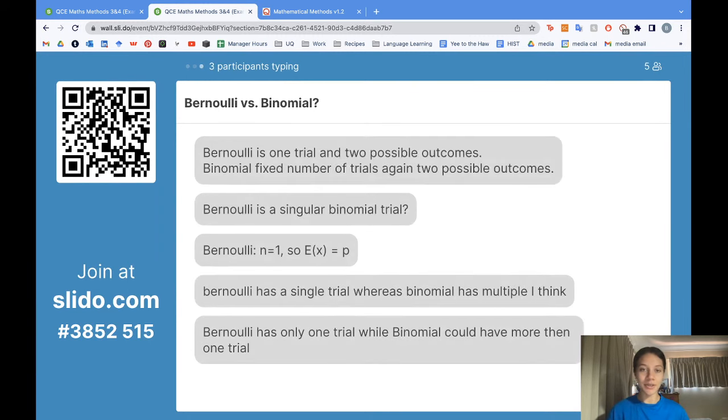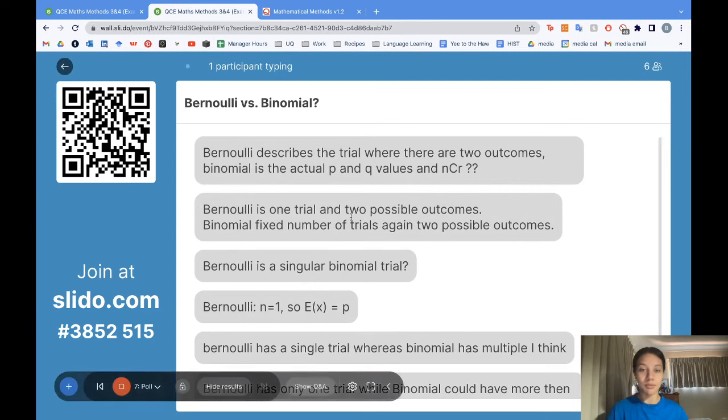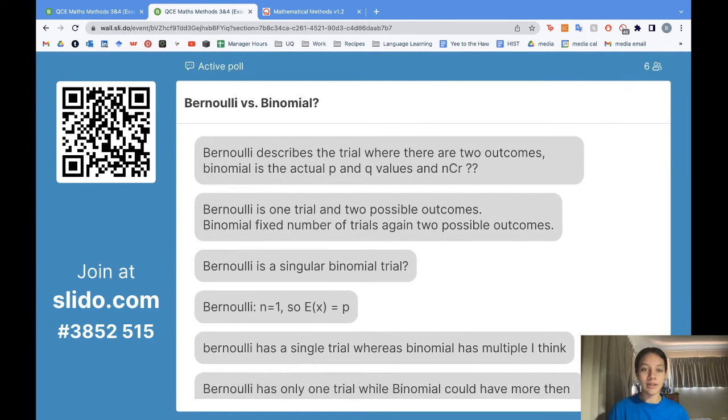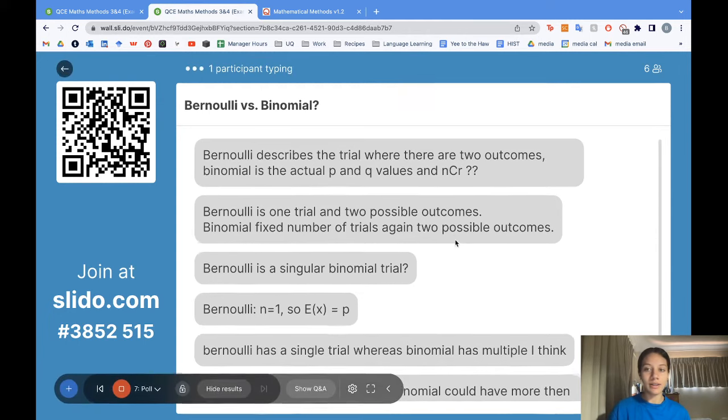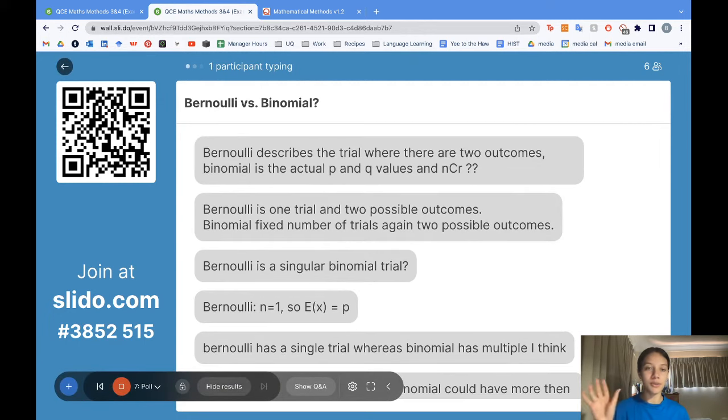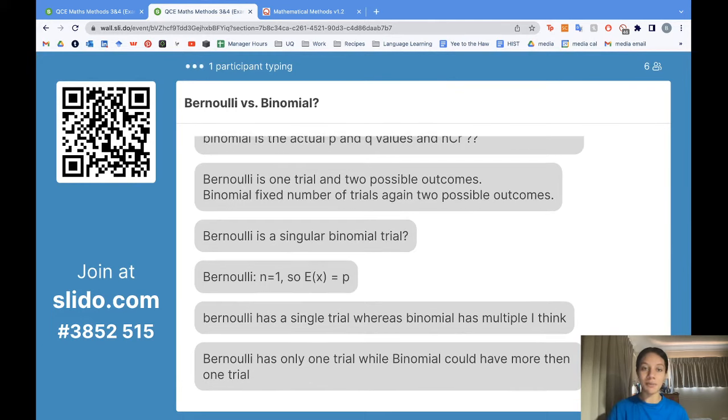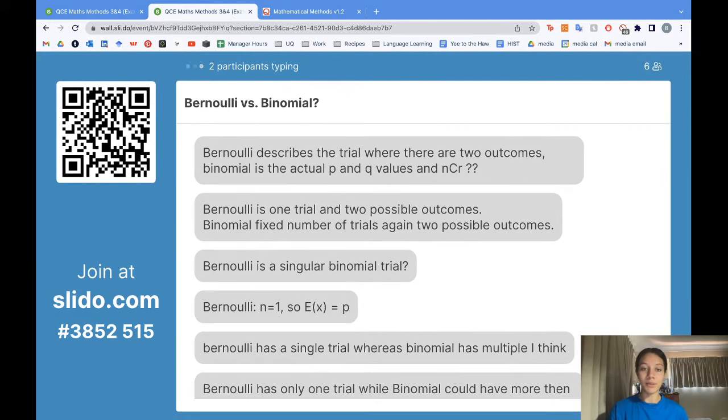Nice, it seems like everyone's got the right idea. Bernoulli has only one trial, while a binomial could have more than one trial. Bernoulli has n equals 1, so there's only one trial, and then your expected value is just the probability. Bernoulli is one trial and two possible outcomes; binomial has a fixed number of trials, again with two possible outcomes. This is really great, guys. Anyone who's a bit stuck on Bernoulli or binomial, what your peers have put up on the screen here works really well.